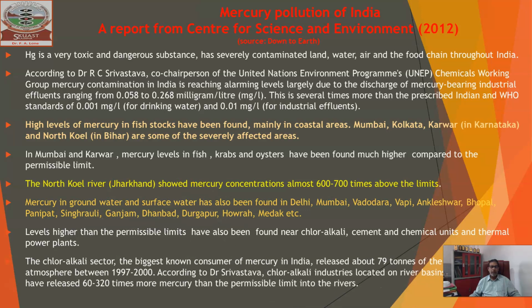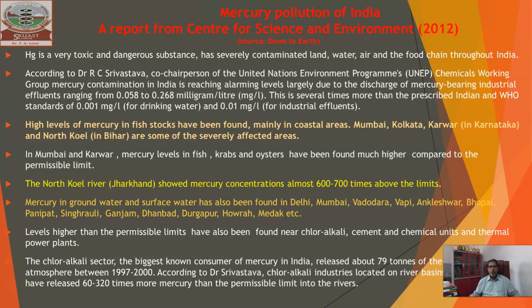plants. And then the chloro-alkali sector, the biggest known consumer of mercury in India, released almost 79 tons of the toxin into the atmosphere between 1997 to 2000. According to Dr. Srivastava, chloro-alkali industries located on the river basins release 60 to 320 times more mercury than the permissible limits into the rivers.